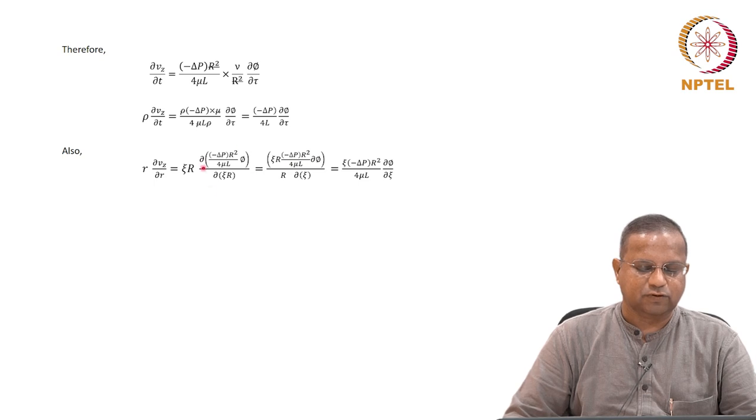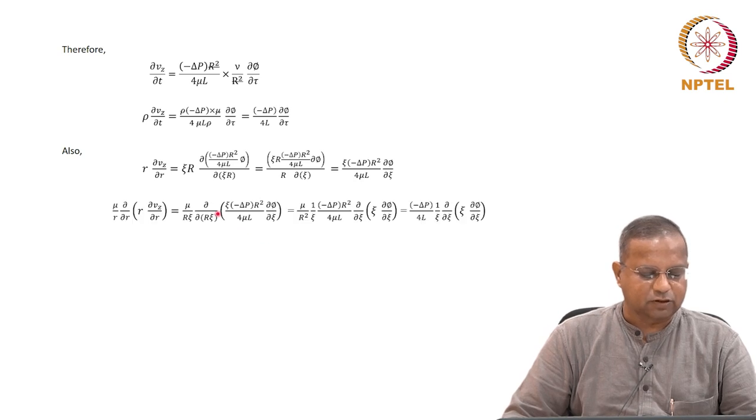You differentiate this with respect to r, ∂xi R. R is a constant, so you take that out. So xi R of this ∂phi, okay, minus delta p R squared by 4 mu l is a constant, therefore that comes out of the derivative, and you're left with ∂xi, ∂phi, and therefore this simplifies to xi times minus delta p R squared by 4 mu l ∂phi/∂xi. Okay, that's what this term is.